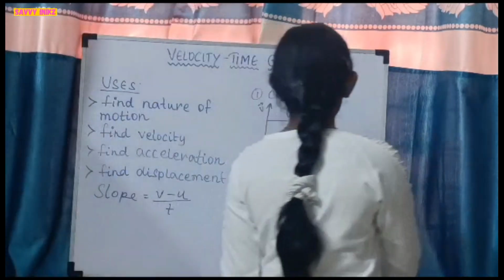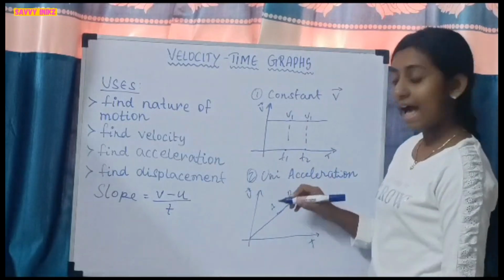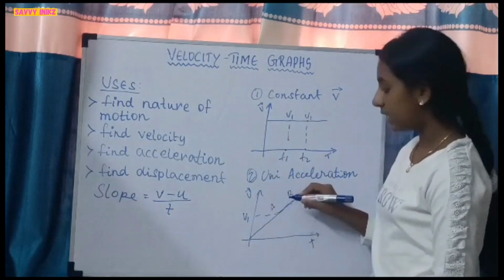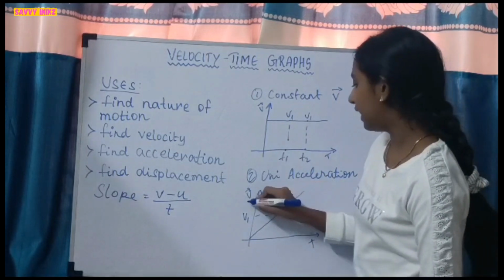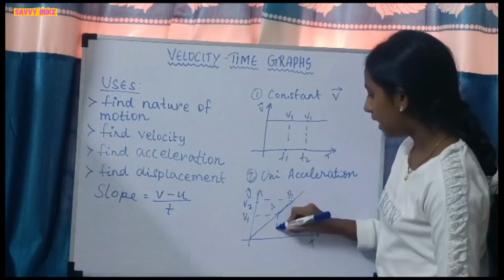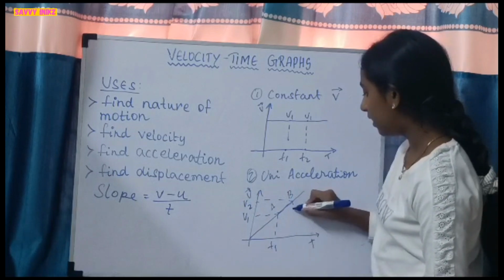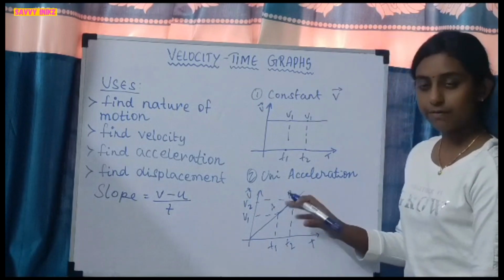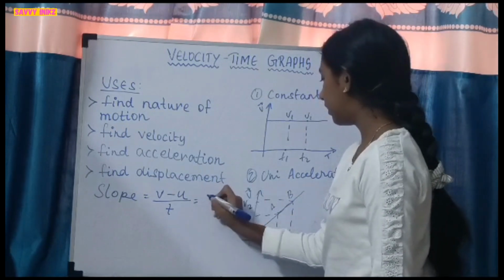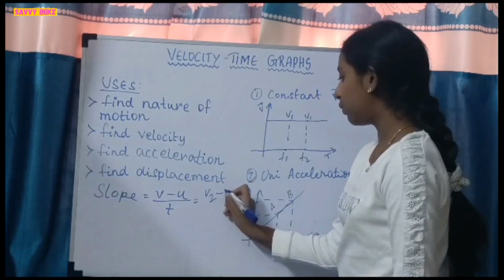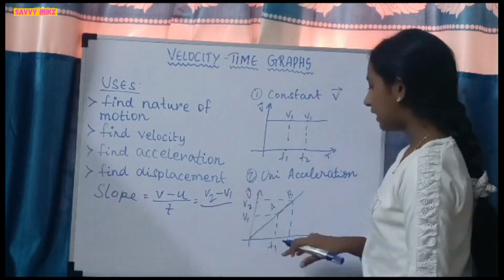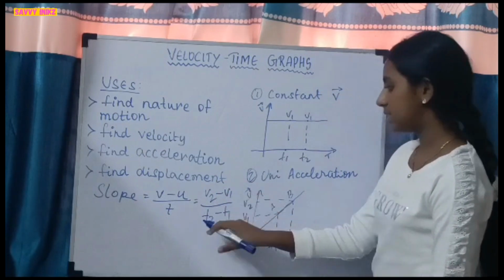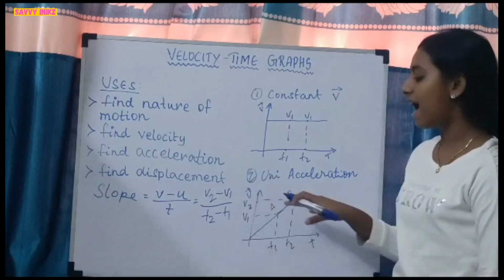Now we have to find this in this graph. So the velocity at point A, I'm mentioning it as v1, and the velocity at point B, I'm mentioning it as v2. And the time, I'm mentioning it as t1 at point A and t2 at point B. So now to find the value of acceleration, we have to find v2 minus v1, which is the change in velocity, and the time interval t2 minus t1. So this is our formula for the slope to find acceleration.